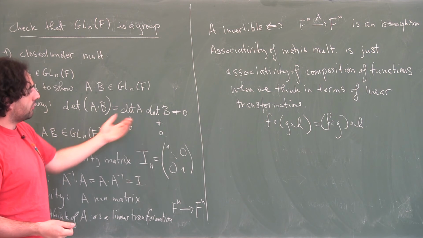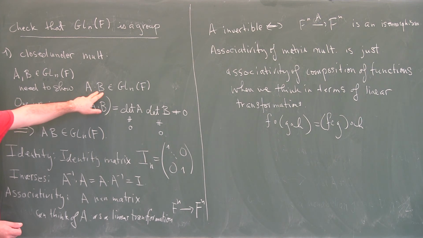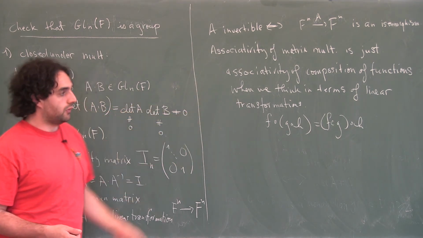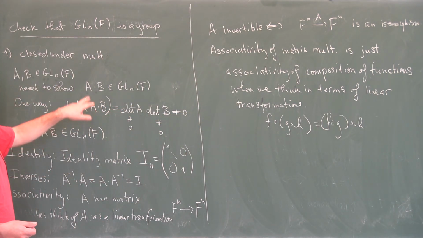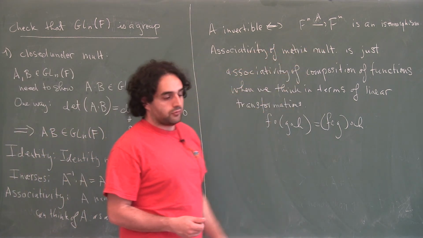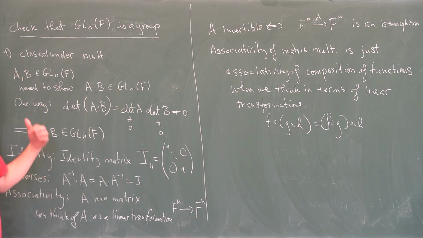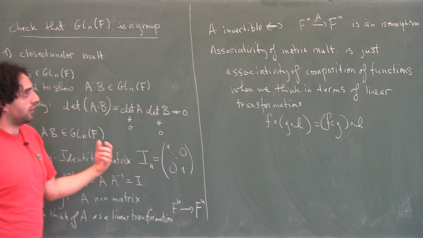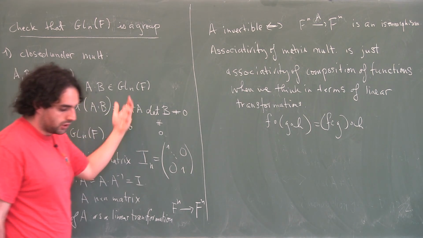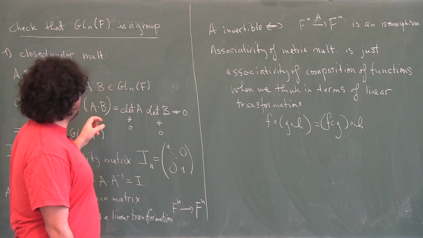So all in all, we have checked that GL_n of F is a group. And to check that it's closed under multiplication, I checked this first with a determinant. We can also use this point of view of the linear transformations. If A and B are invertible, that means I have two isomorphisms, A and B, from F^n to F^n, then also the composition of those two linear transformations will be an isomorphism. You can check that, again, they will be injective and surjective. All right, OK, so we've checked that GL_n of F is a group.